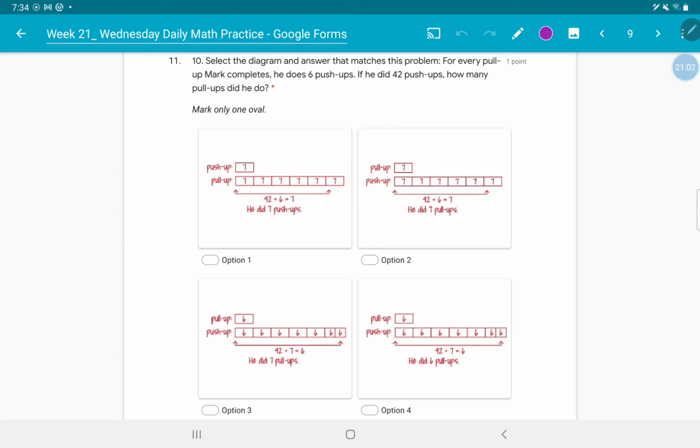Next, we have to select the diagram that matches the problem. For every pull-up Mark completes, he does 6 push-ups. If he did 42 push-ups, how many pull-ups did he do? So we know he does 6 push-ups for every 1 pull-up, and he does a total of 42 push-ups.